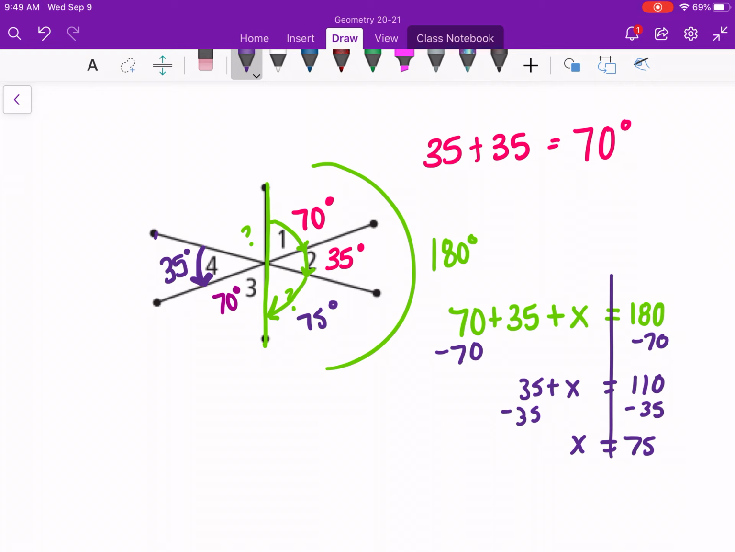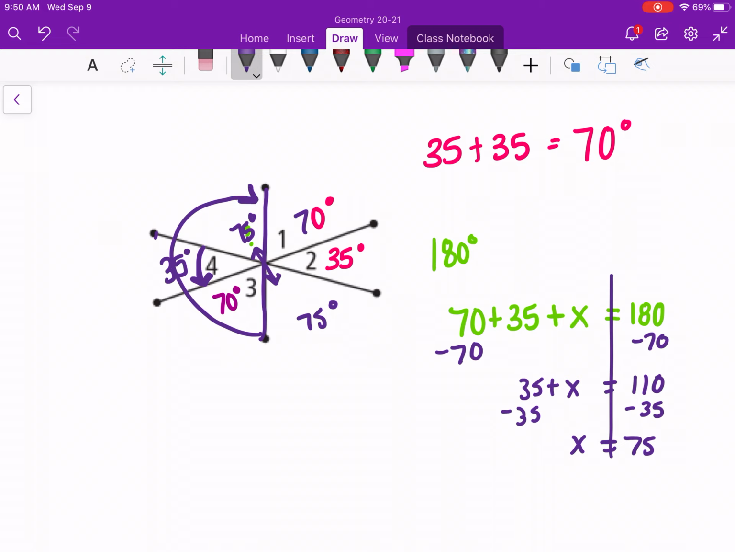And therefore, you can do it two different ways. You can say, oops, I lost a 70. You can say that these are vertical angles. So if this angle is 75, this angle has to be as well. Or you could have done a straight line and counted up these pairs as well, and known that 70 plus 135 plus 75 would give you 180.